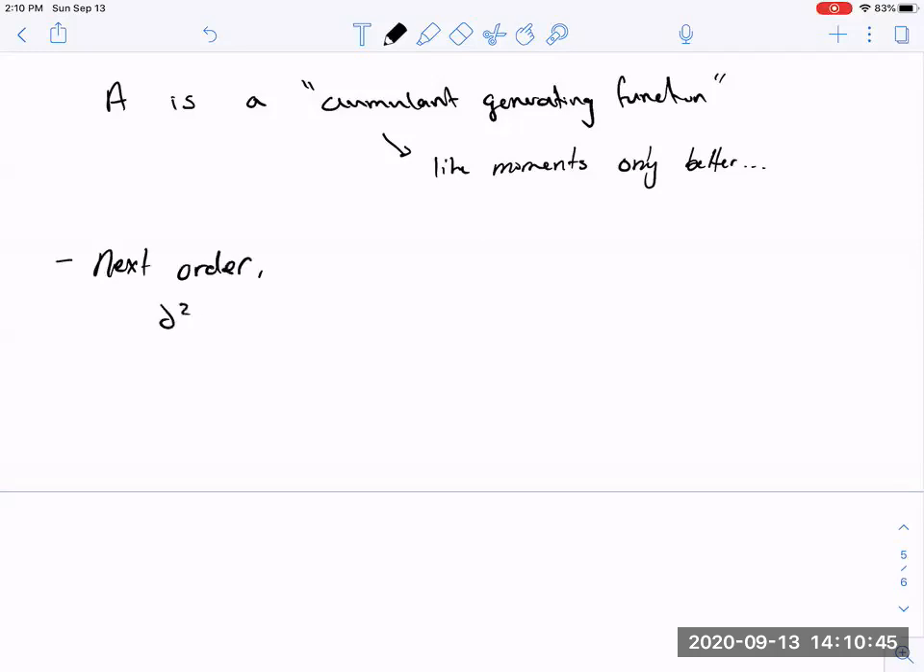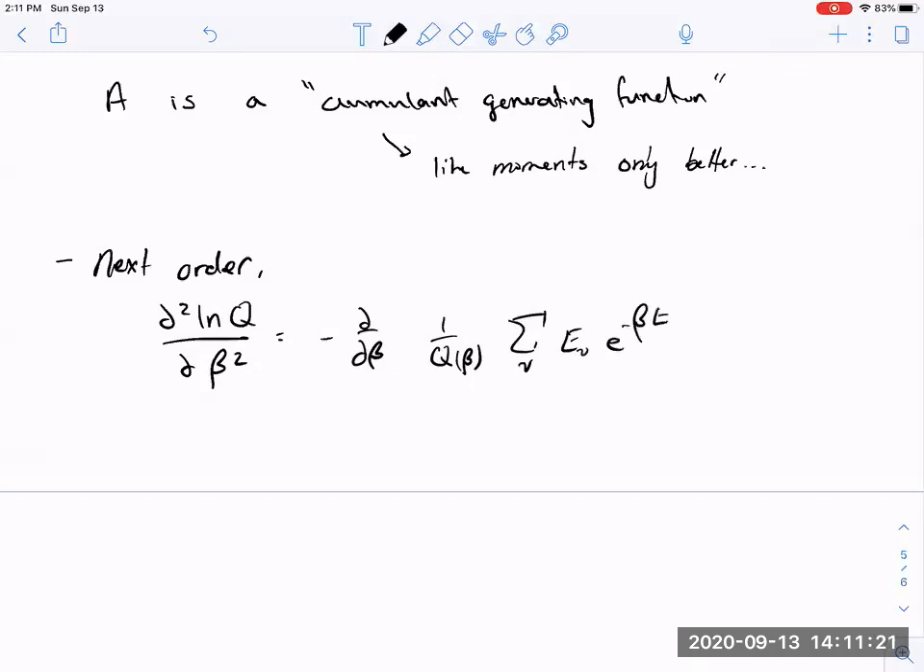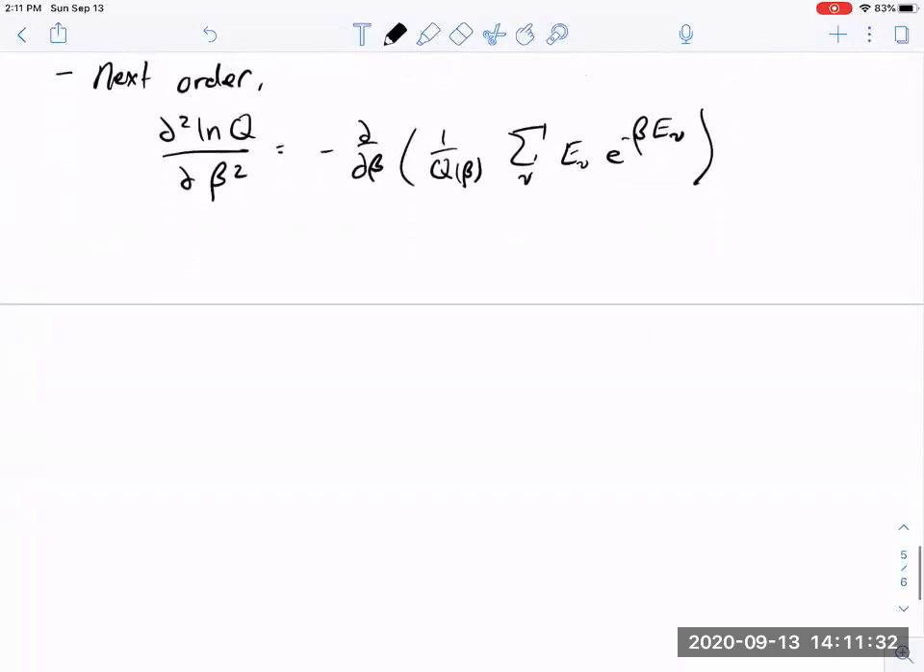if I take two derivatives of log Q with respect to minus beta, let's see what I end up with. So two derivatives of log Q is the same thing as the derivative of the derivative of log Q. We already worked out what the first derivative was. That's 1 over Q. I'll note explicitly that Q depends on beta. Sum E times e to the minus beta E. Everything inside the parentheses was the first derivative. Now I just have to take a second. So if I take the second, I have to use some chain rules because there's multiple functions of beta in those parentheses.